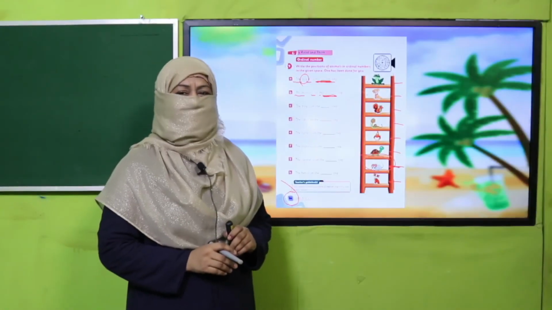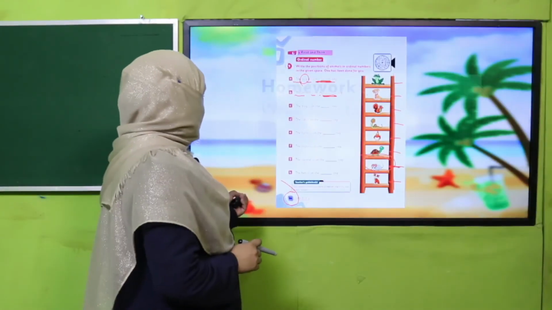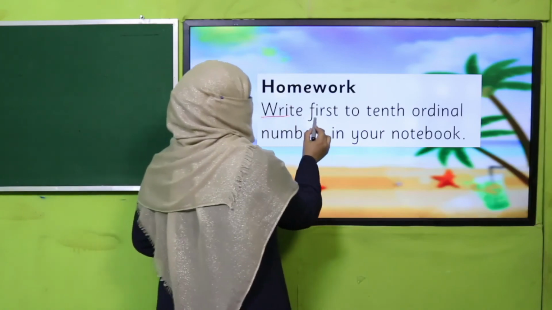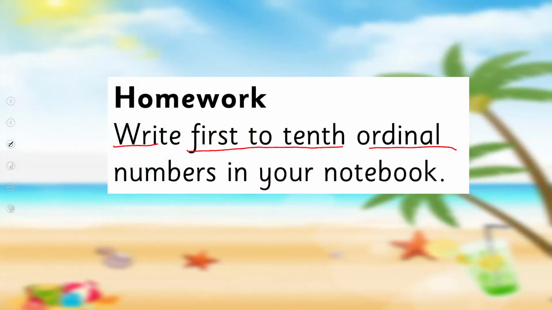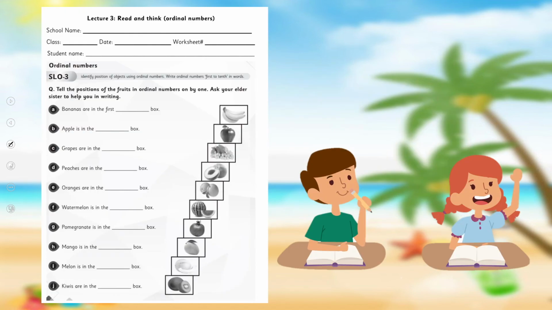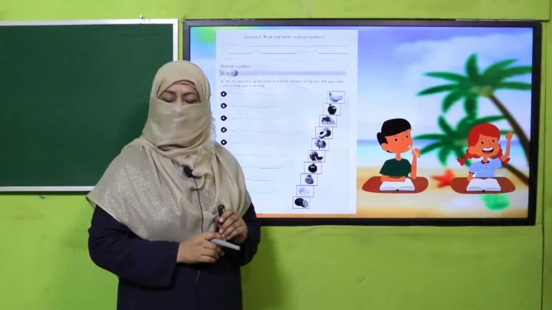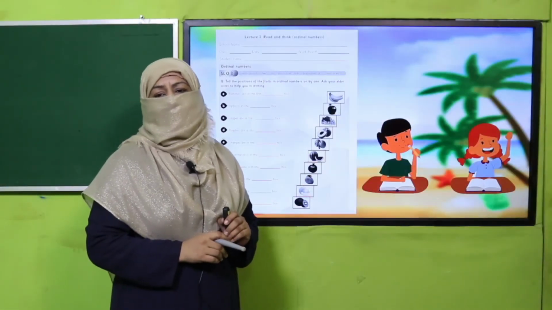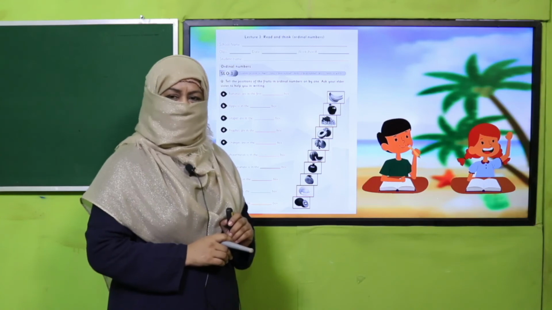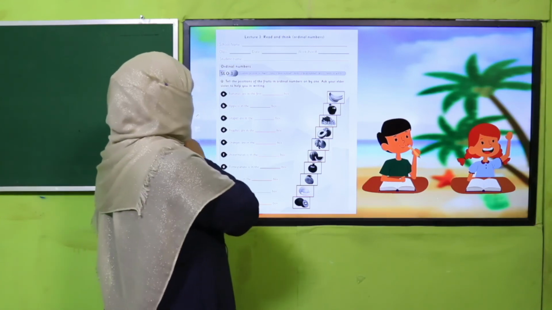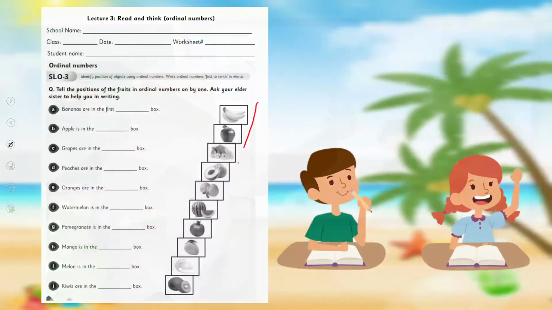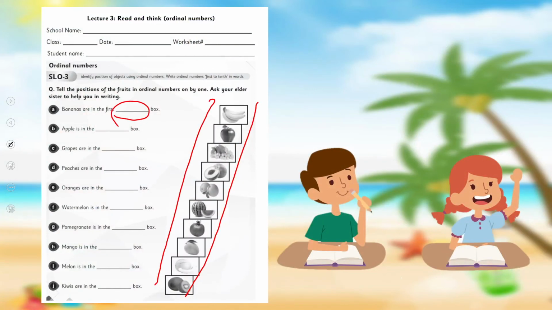Yes, my dear children, are you done with it? Good job. It's time for your homework. You will write first to 10th ordinal numbers in your notebook. And here is a worksheet. My dear fellow teachers, this worksheet, lesson plan, PowerPoint presentation links are given. You may click it, download it, and kindly provide a printed worksheet to students for practice. And my dear students, what you are going to do is find the position of the objects. You are going to find out the position and write it over here.